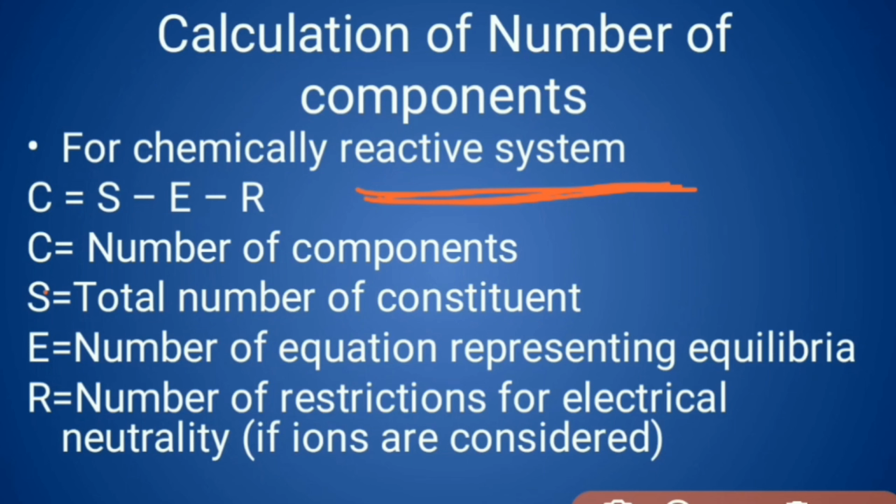Now I will tell you what C, S, E, R are. C is the number of components, which we have to find out. S is the total number of constituents. What are the constituents in that particular system? E is the number of equations representing equilibria. And R is the number of restrictions for electrical neutrality. It will be considered if ions are considered over here. So let's apply this one.